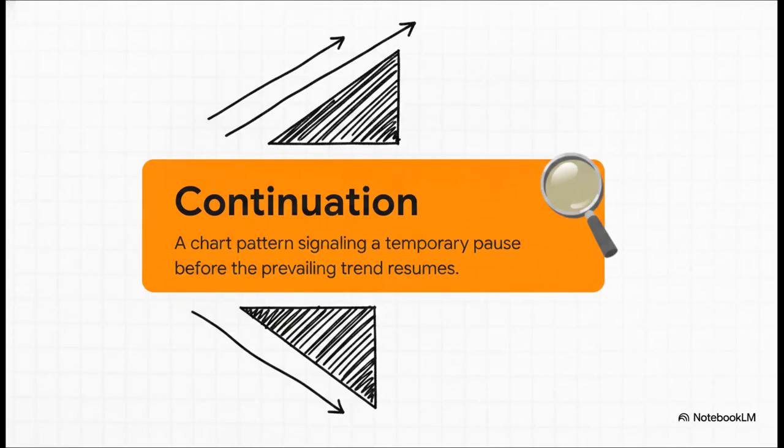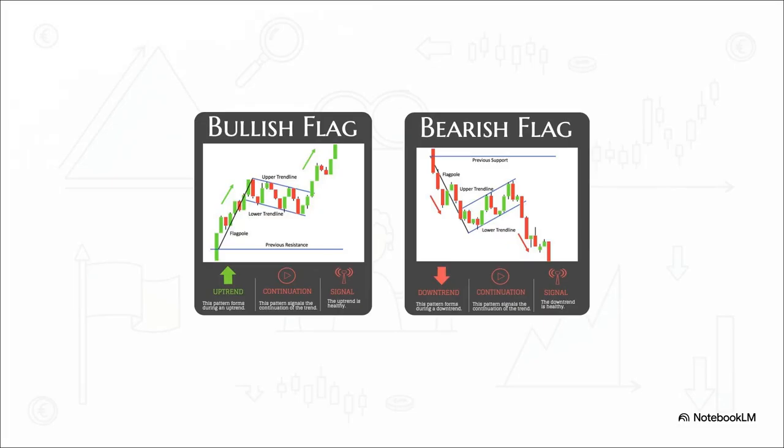By definition, a continuation is a chart pattern signaling a temporary pause or consolidation before the prevailing trend resumes. So, we are no longer looking for U-turns here. Now, we're looking for those temporary sideways movements that confirm the market is simply gathering its strength to continue on its original journey. Take a look at the bullish and bearish flags side by side here.